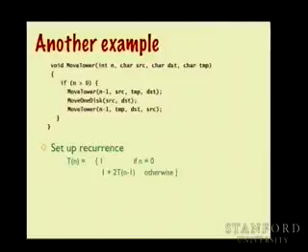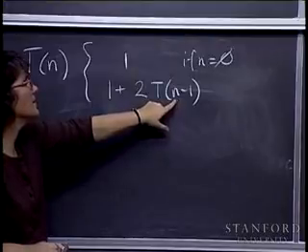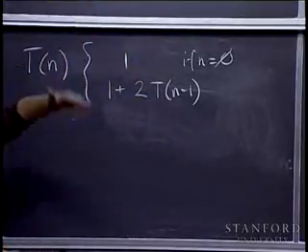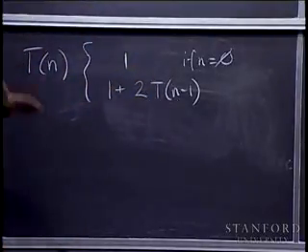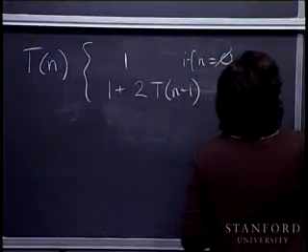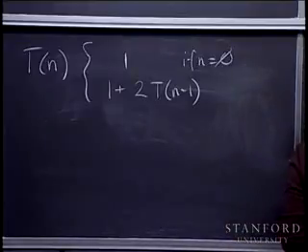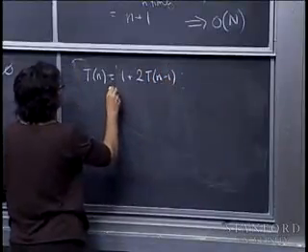So otherwise, 2 calls, which gives a little clue to what the tree looks like. It'll branch twice at each stop, and then it's 1 closer to that base case, which gives us a sense that the recursion depth is likely to be linear here. So let me go through the process of making this work. I've got T(n) equals 1 plus 2 T(n minus 1).